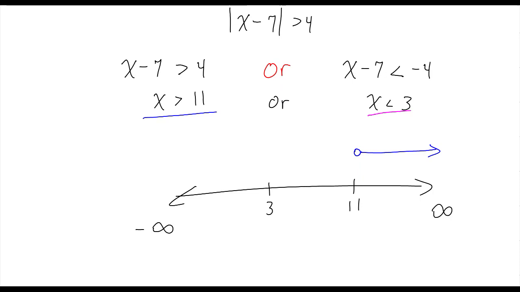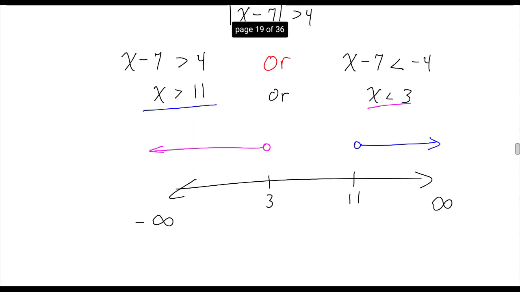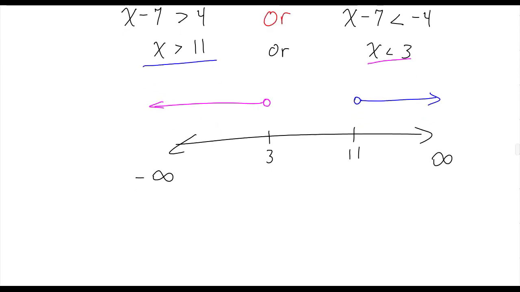X is less than 3. So 3 and everything to the left of 3 represents everything less than 3. Okay, so now think about interval notation again. This is two segments that do not have to overlap to be included in the answer. Okay, so the first one is negative infinity to 3. The second one is 11 to infinity.